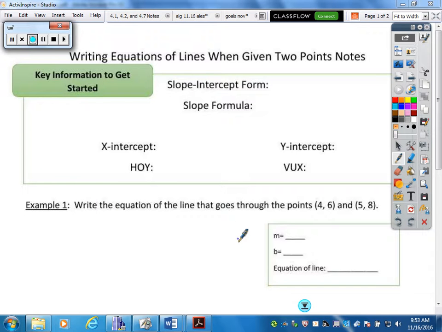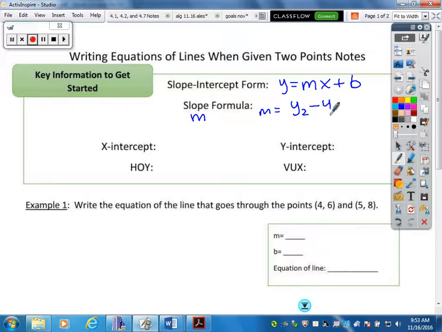Writing equations of lines when given 2 points notes. So before we start, we've got some key information that we need to go over. Reminder, slope-intercept form is y equals mx plus b. Our slope formula, that's for finding the slope, so m equals y2 minus y1 over x2 minus x1.